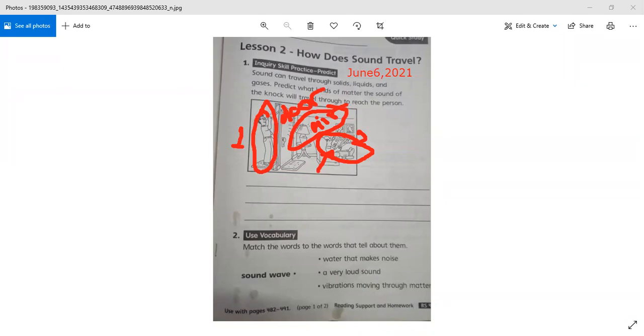Lama, where is Lama? Yes, Lama. Can you tell me how this man hears the sound? What will happen? How does the sound travel here? Sound vibrates. What did Kinda say? What did Kinda say?